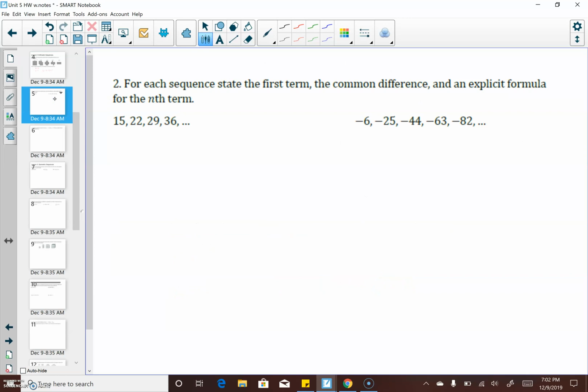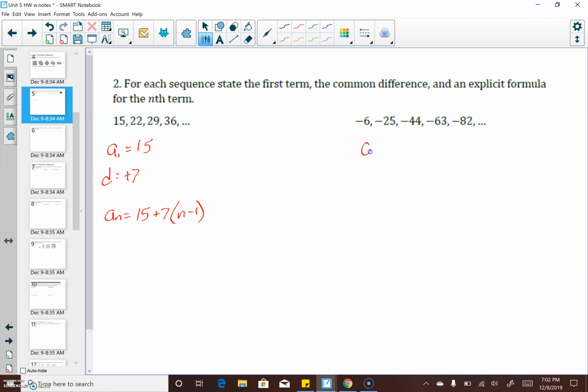For each sequence, state the first term, the common difference, and a formula. So the first term is always the easy part. In this case, the first term is 15. Our common difference, well, from 15 to 22, 22 to 29, and so on, our pattern is plus 7. So our formula is then going to be a sub n equals 15 plus 7 times n minus 1.